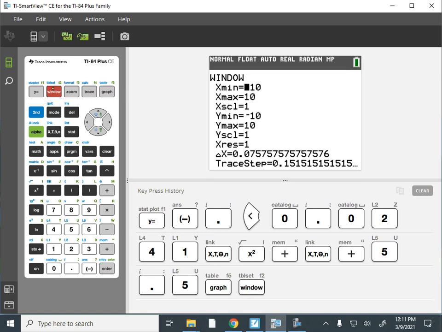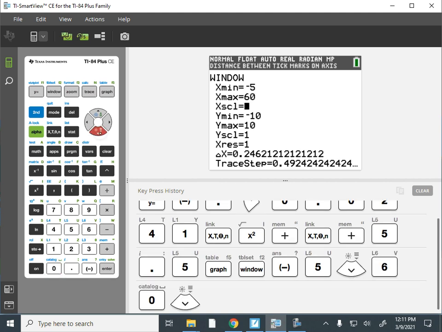So I'm going to go to window. I'm going to make my x min lower because we're not dealing with negatives. So I'm going to put -5 just so I can still get a good picture. My x max, I know it has to be above 30. Think about how far someone could throw a shot put. I'll say 60. And I'll count by 5.